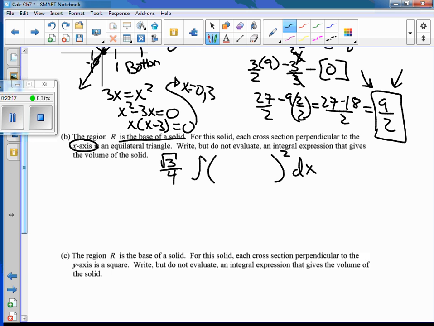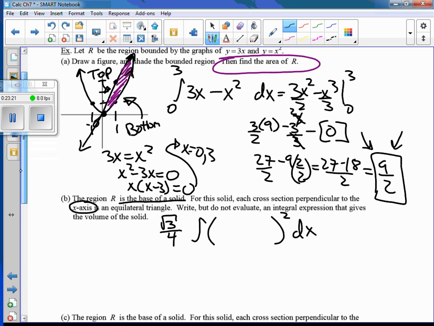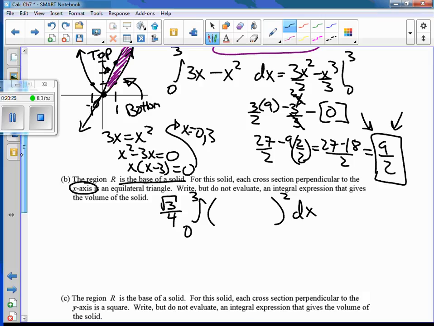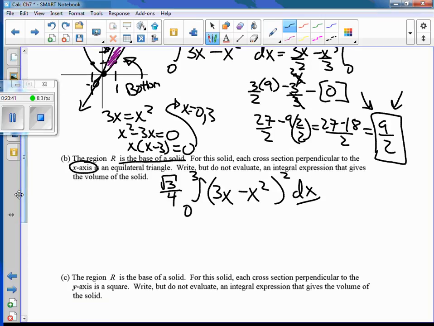Now this is going to be identically the same in terms of limits. So what were the limits before? 0 and 3. So you plug in 0 and 3, that goes there. Now you're still going to have the same thing. When you do with respect to x, remember you still do top minus bottom. So what was the top function? 3x. What was the bottom function? Minus x squared. And so it says write but do not evaluate. So there you go. Okay? All right, and there you go. That's it.